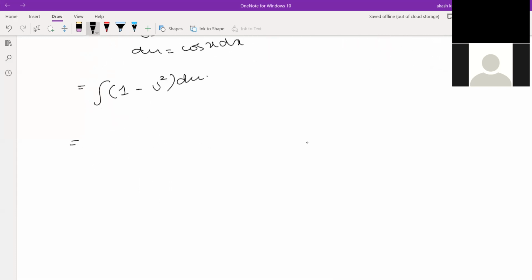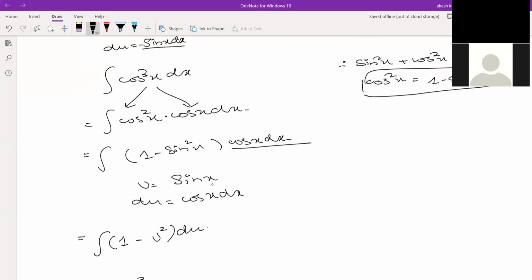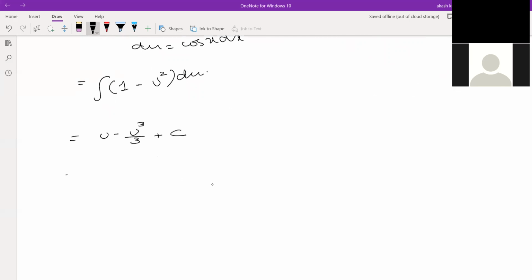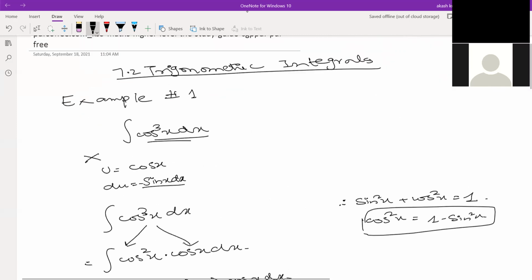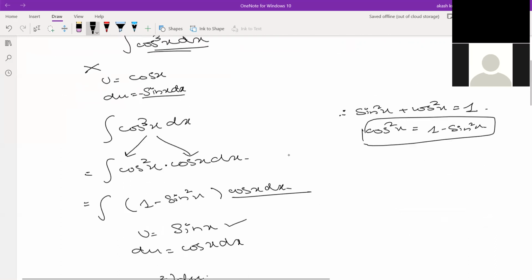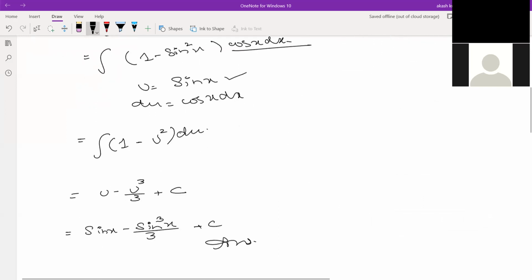Now it's easier for us to integrate, because the integral of 1 is u and the integral of u square is u cube over 3, plus c. And u is sine x. So it will become sine x minus sine cube x over 3 plus c. We just have to apply the trigonometric identities, convert the expression using those identities, and then find the integral by the u substitution method.